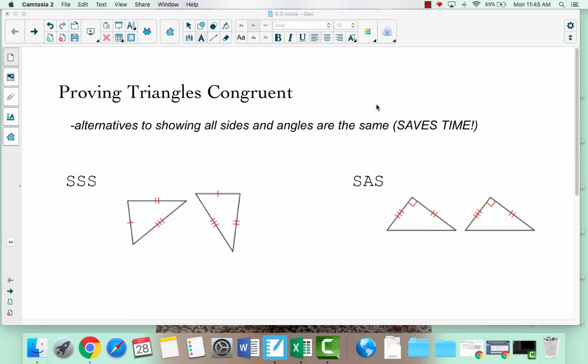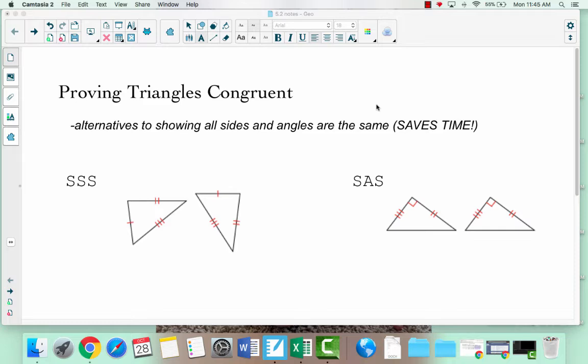Welcome back, class. Today is all about proving triangles congruent. In the last section, we talked about proving triangles congruent by showing all of their corresponding angles were the same and all their corresponding sides were the same. And now we're going to talk about alternatives that are going to save us some time and allow us to complete proofs and calculate things a little bit quicker.